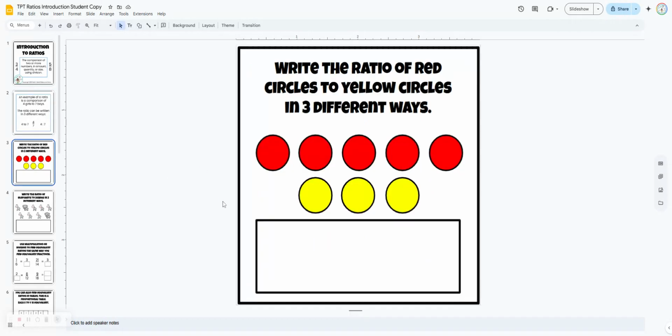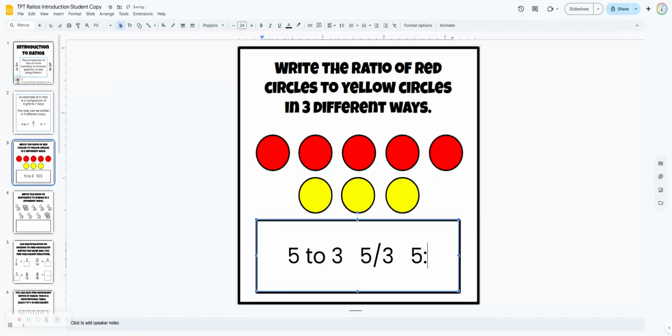So students here on the next slide are going to just type in the ratio 3 different ways for red circles to yellow circles. So the 5 has to come first, red to yellow, so 5 to 3. So they're just going to type in here 5 to 3 with the word "to", 5 to 3 as a fraction, and 5 to 3 with a colon.